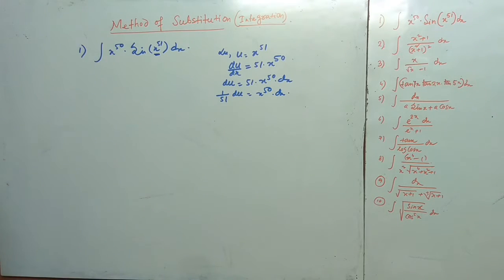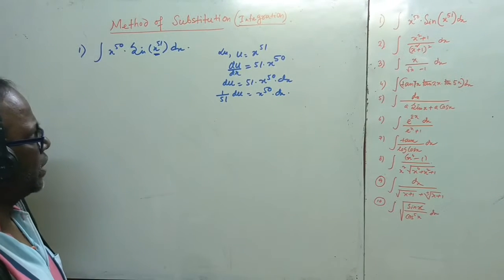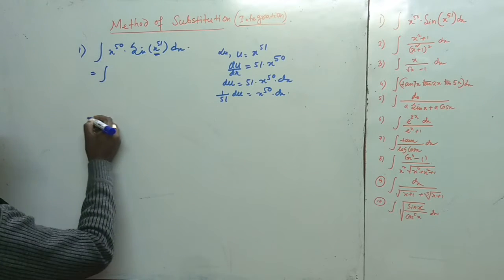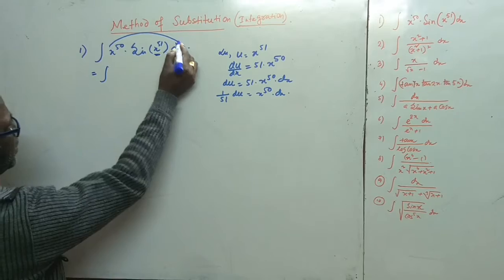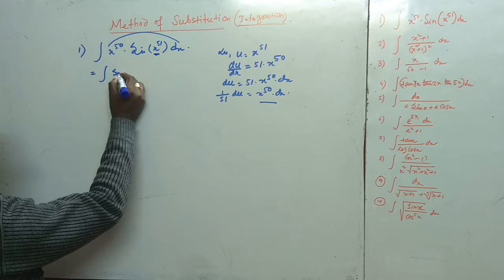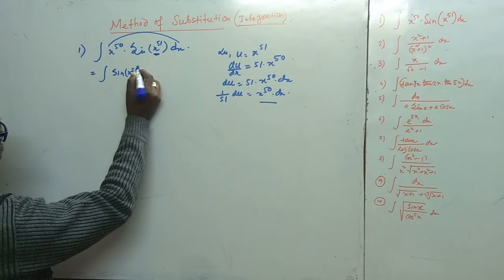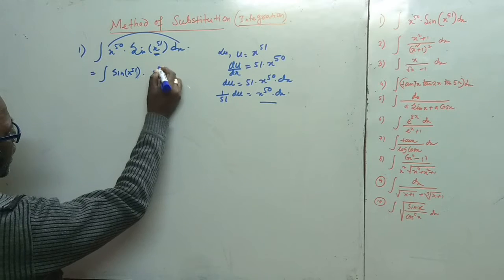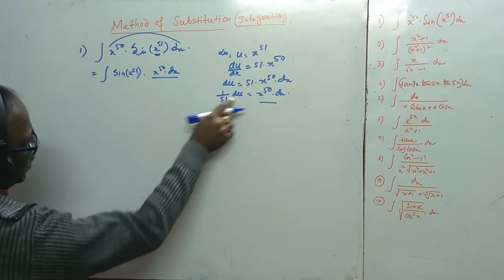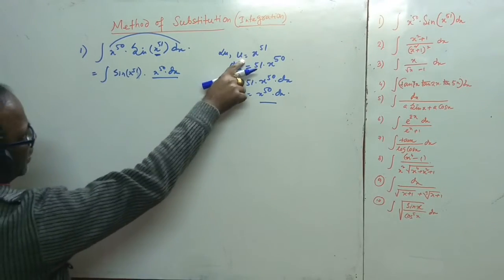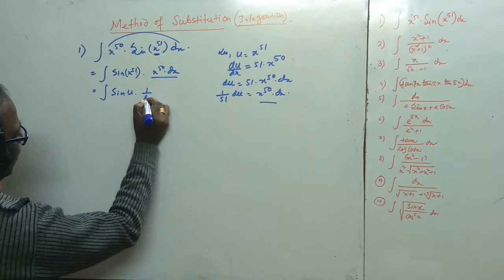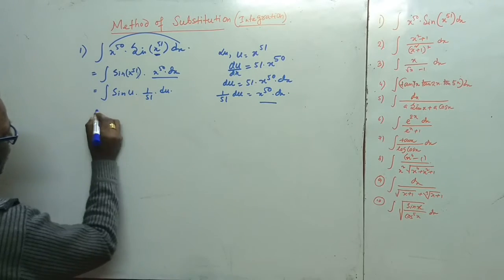Okay, this is the procedure: let us assume u, and the figures are substituted by u. Again rewrite the figure, in place of x to the power 50 into dx here, we put 1 by 51 du, and this is sin of x to the power 51, that is sin u. See, this is integral sin u and 1 by 51 du here, okay.